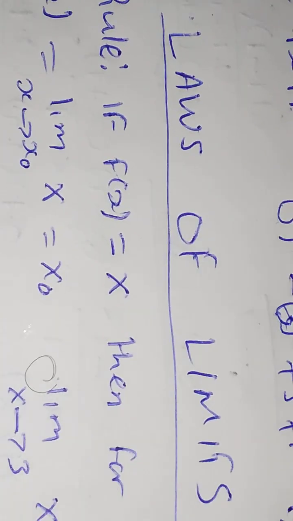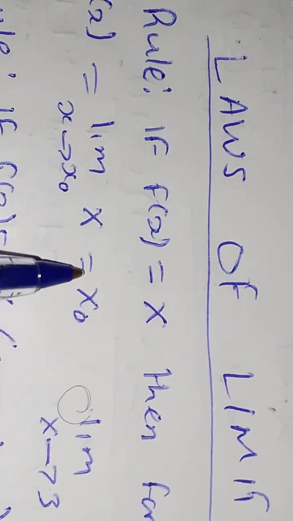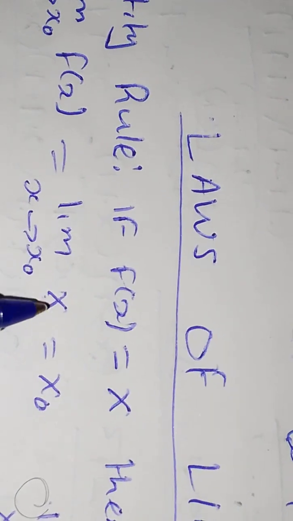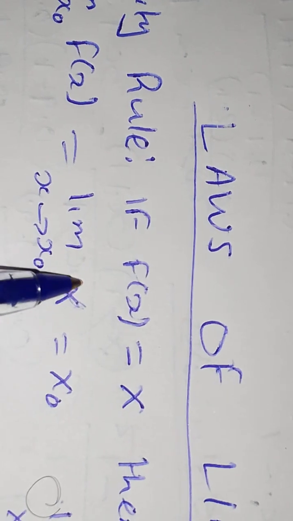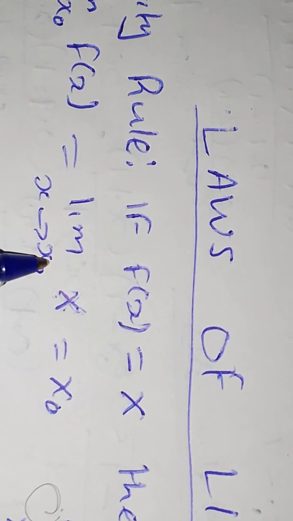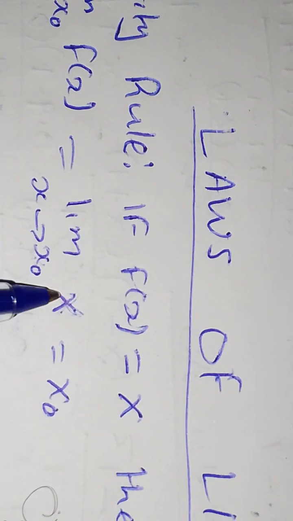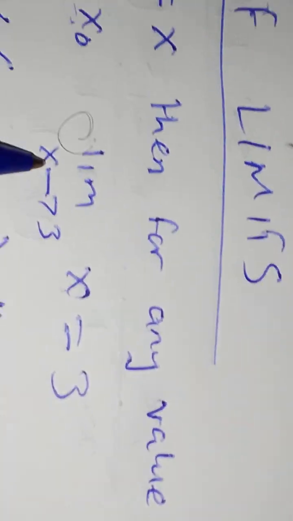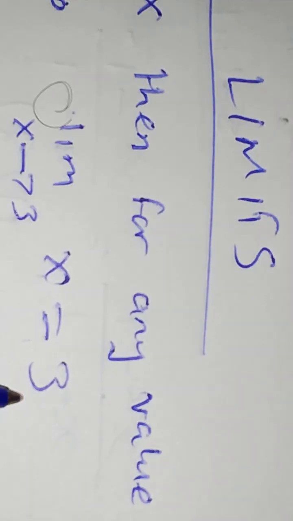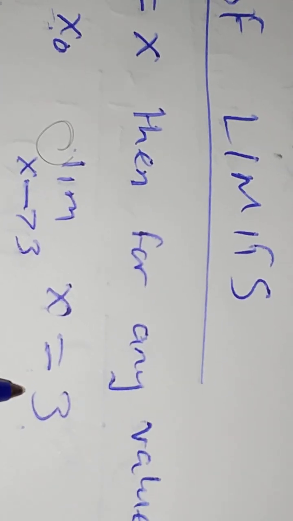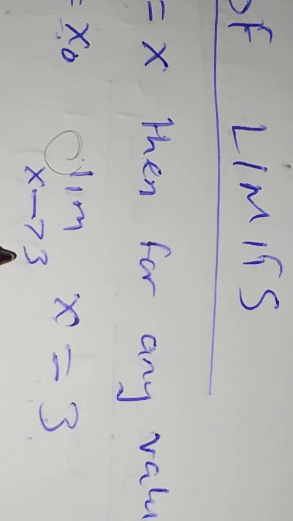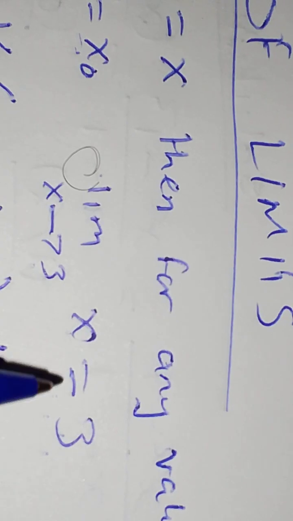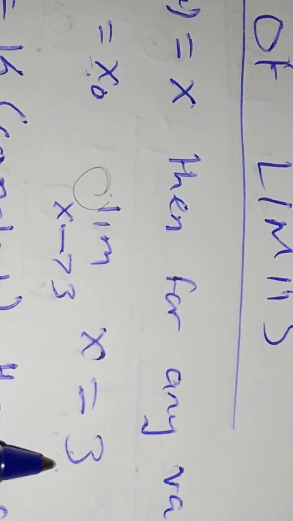For any identity, suppose x is our identity here. If we replace it with any number, this same number which we replace it with will be our answer. Suppose you have the limit of x as x approaches 3, the answer will be 3. That's what we call an identity element. For an identity element, the value of x which we replace will be the limit itself.